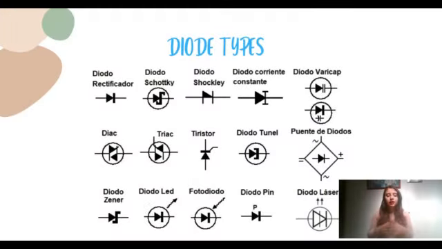There are several types of diode, as we can see in the image. Each one has its own symbol and function. We will talk about the tunnel diode and the light emitting diode.